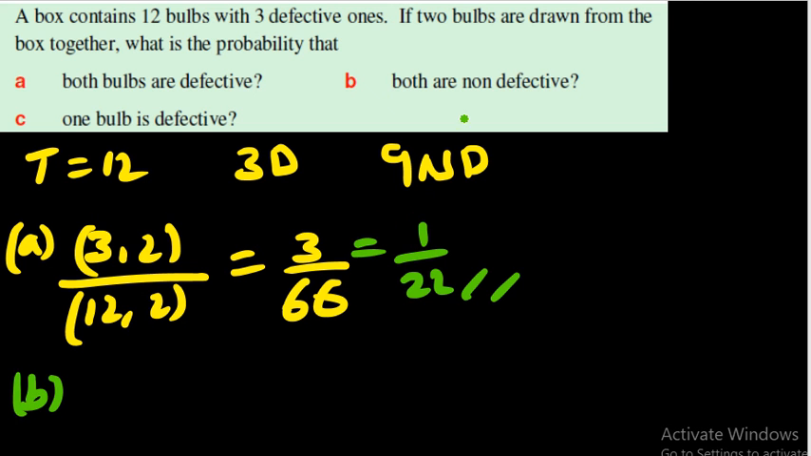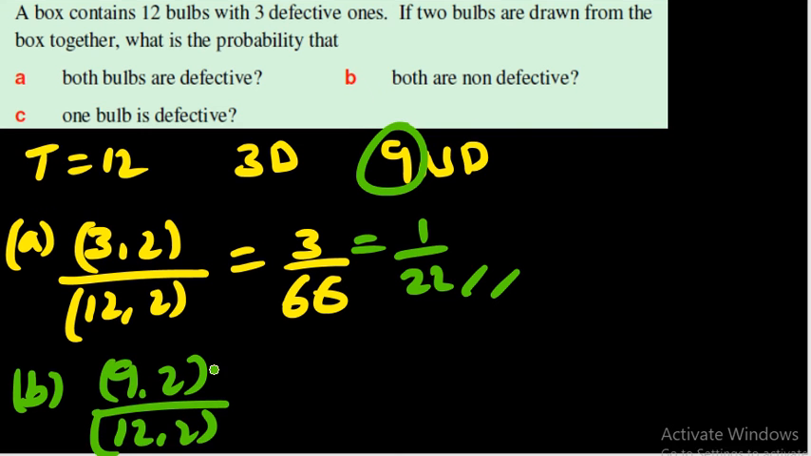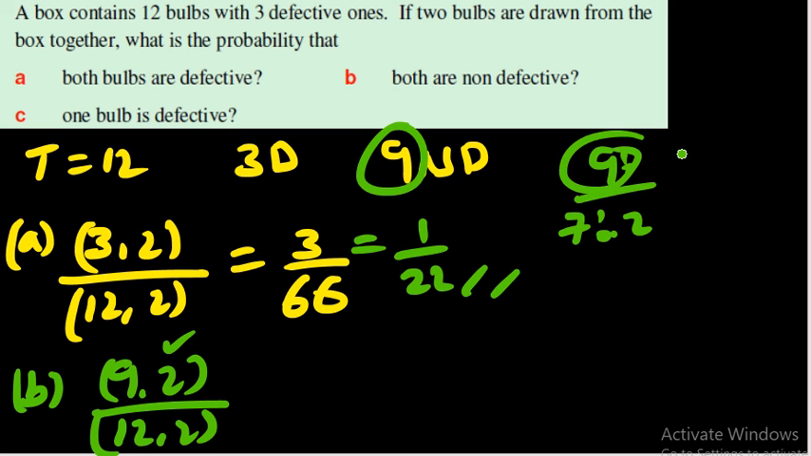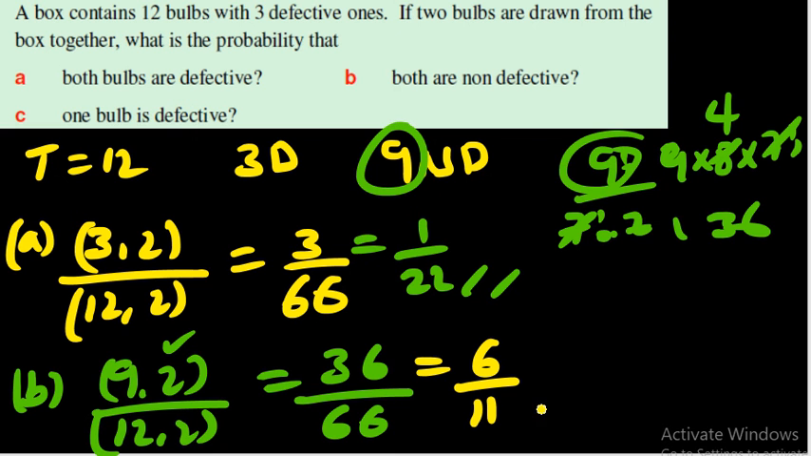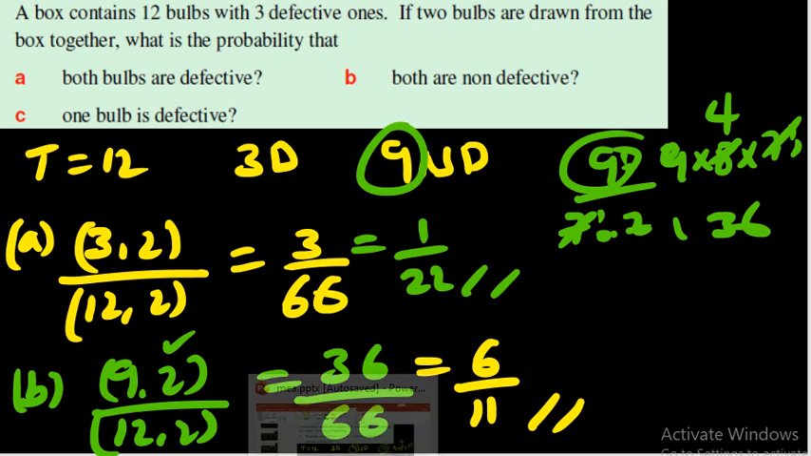Part B, both are non-defective. Non-defectives are 9. So from the 9, choosing 2, divide by 12 combination 2. 9 combination 2 is 9 factorial over 9 minus 2, which is 7 factorial, times 2. And 9 factorial means 9 times 8 times 7 factorial, and this cancels. And by 2, 1, this by 2, it's 4, and 4 times 9 will be 36. So that's going to be 36 over 66, the total. We can simplify by 6 both. This is going to be 6 over 11. So the answer will be 6 over 11.